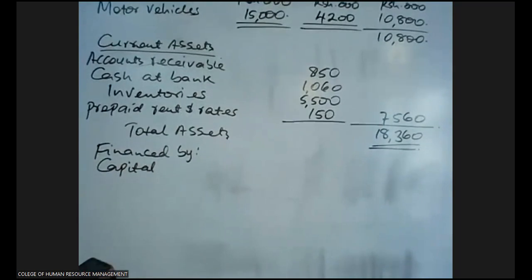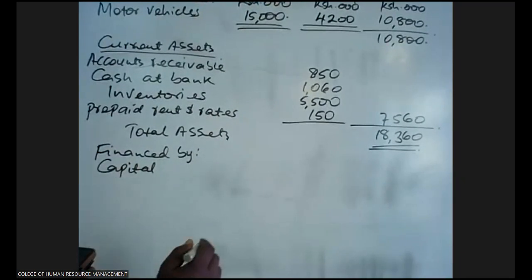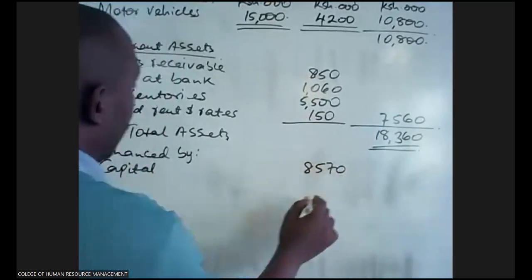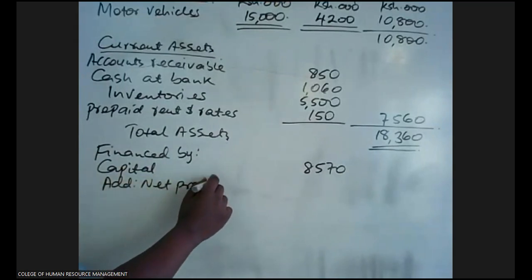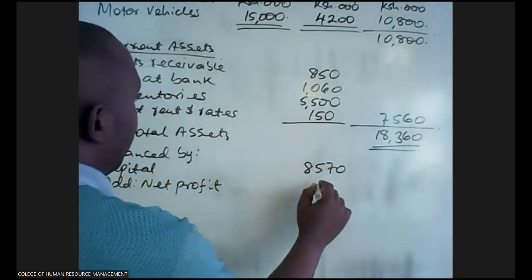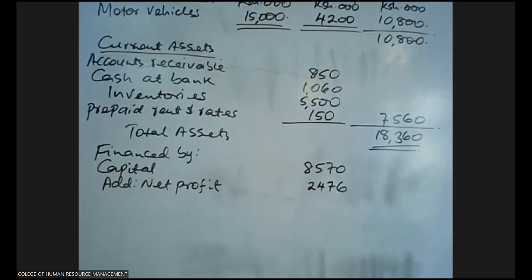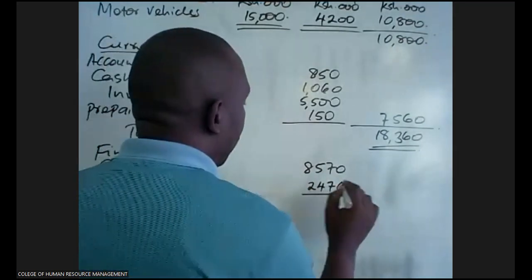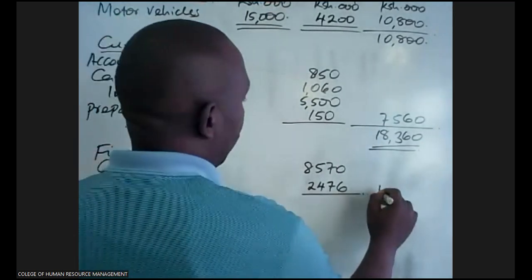The capital amount for the start of the year is 570. Add the net profit, what we got from the other statement, 2476. In this question, no drawings was given, so we don't have anything less. 570 plus 2476, you get 11,046.